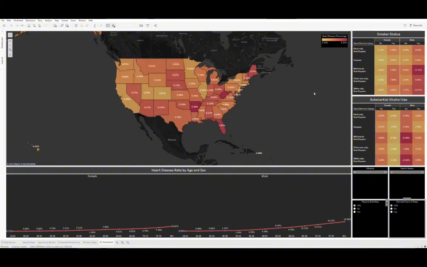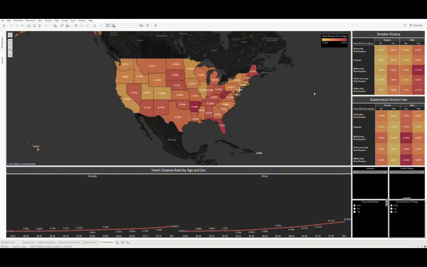Men that smoke are much more likely to experience heart disease. For smokers, multiracial non-Hispanic individuals show the highest disparity, with 12.55% for males versus 7.58% for females. And in white non-Hispanic populations, 10.25% for males and 6.02% for females.